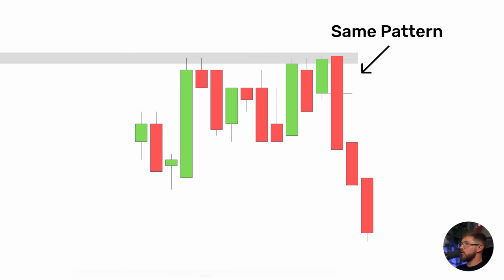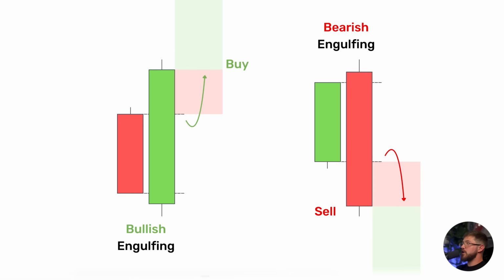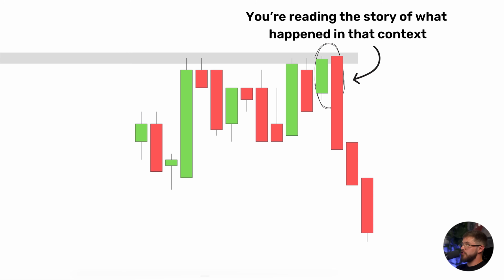This is what we call a reversal story. And here is why this approach is so powerful. Instead of trying to remember that a bullish engulfing means buy, or that a bearish engulfing means sell, you're actually reading the story of what happened and what it means in that specific context.